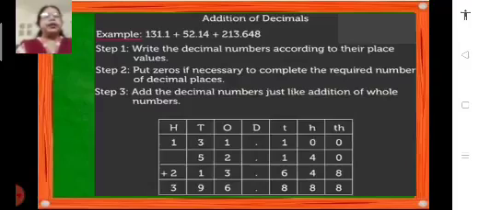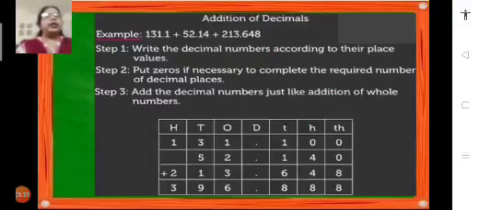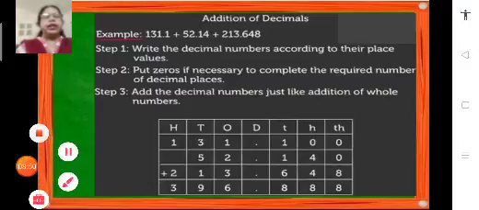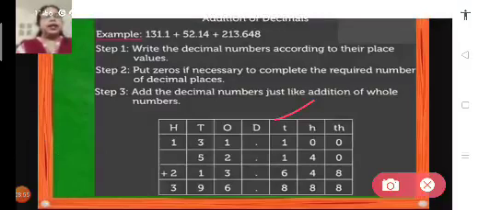We have an example here: 131.1, then 52.14 and 213.648, which we have to add. So first we put them according to their place values, and we see that the decimal points should come one below the other like this. Then we add zeros in the blank places so that all the numbers have an equal number of decimal places. Then we add them just like whole numbers.